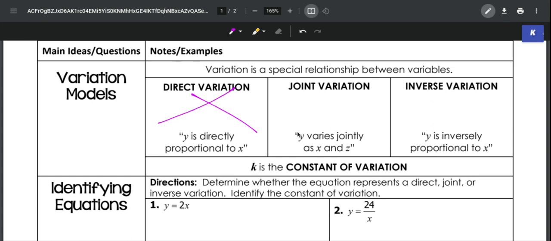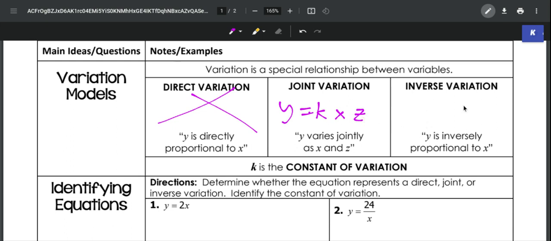So for joint variation, that is if y varies jointly as x and z, essentially we're saying y is equal to k times x times z. And k is just a constant. So k is like 2, 3, 4, 5, whatever. K is just some number here that is a constant no matter what we're plugging in for y, x, and z. So that's what joint variation looks like. We're just essentially saying y is equal to k times x times z.